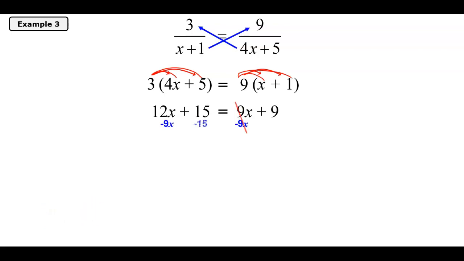Now, I think they're going to do 2 steps at once. They're getting rid of the 15 on the left by subtracting 15 on both sides. 9 minus 15 gives you negative 6. So they did 2 steps all at once. They got rid of the 9x on the right by subtracting it, and they got rid of the 15 on the left by subtracting it. You can do multiple steps at once. I don't recommend it because it can goof you up.